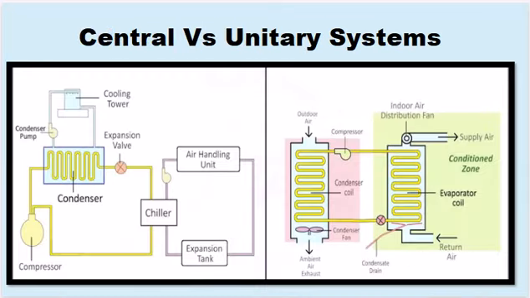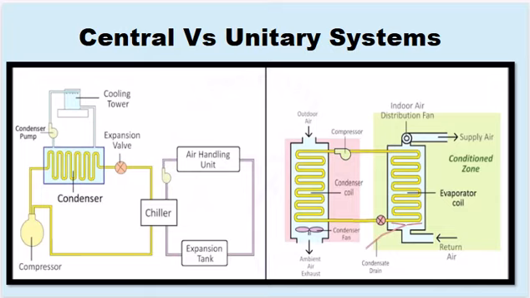Now let's compare central HVAC systems and unitary HVAC systems. Central HVAC systems are designed for large buildings with multiple zones. They use a central unit to condition the air, and the treated air is distributed throughout the building using ductwork. These systems are great for managing different climate needs across large spaces and are easier to maintain because they involve fewer smaller components.